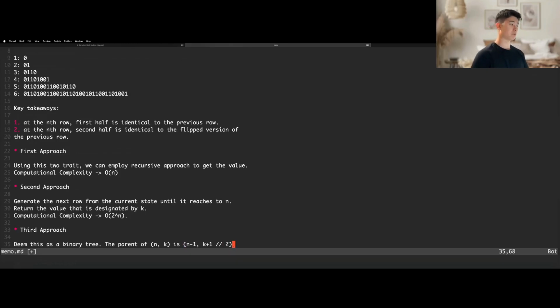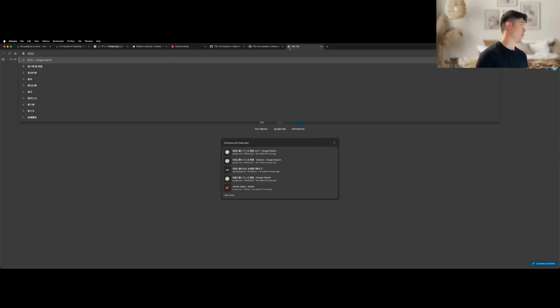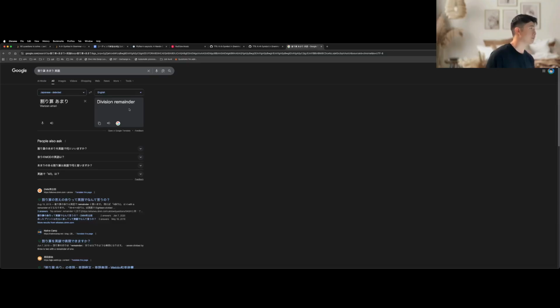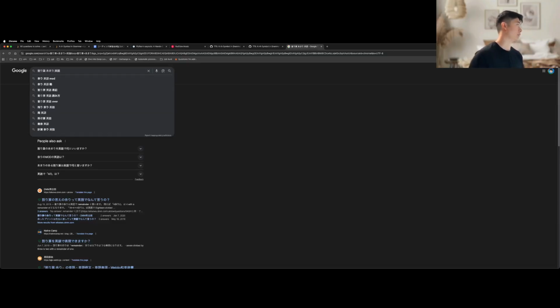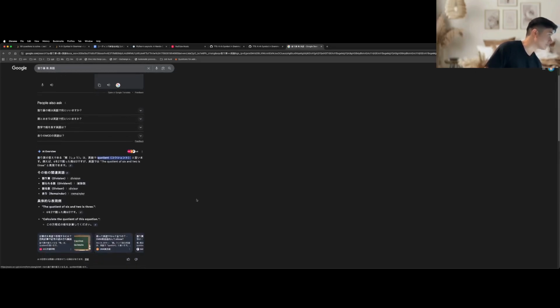And of course, we're just going to discard the remainder. I always forget how to say it. Quotient. Division, dividend, divisor. Remainder. Oh, okay. I always forget these things.